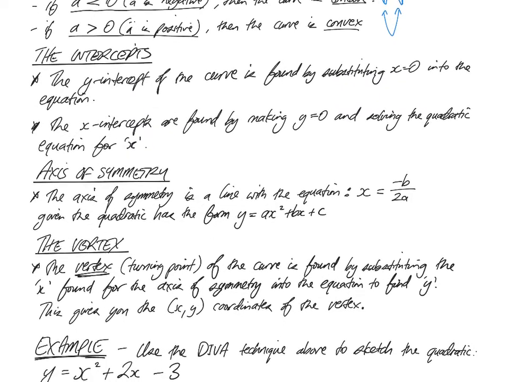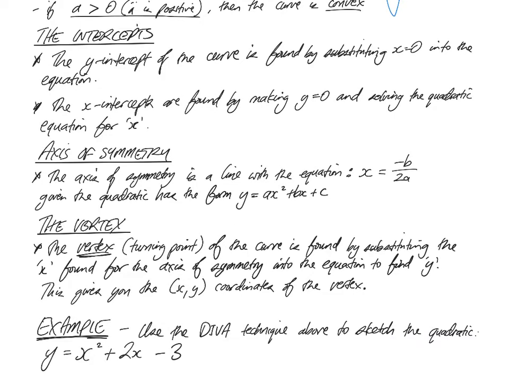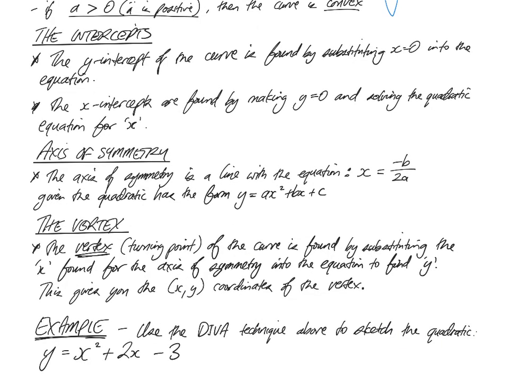Now, the second thing you're looking for is the intercepts, the I in DIVA. The y-intercept of the curve, where it crosses the y-axis, is found by substituting x is 0 into the equation. You replace anywhere it says x with a 0, and then work out what y is. That's pretty easy, that's just substitution. However, the x-intercepts are found by making y equal 0, and this is more difficult because it becomes a quadratic equation, and you have to solve it to find the values of x. You can have multiple values of x.